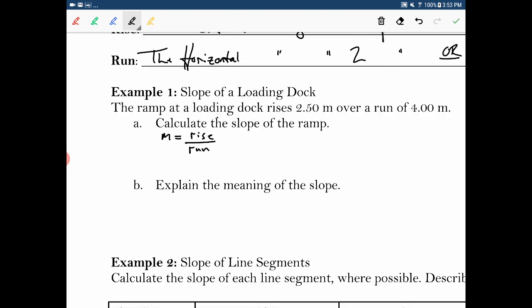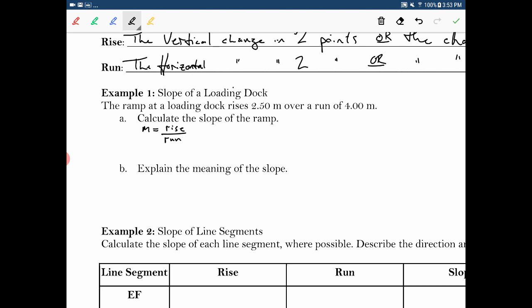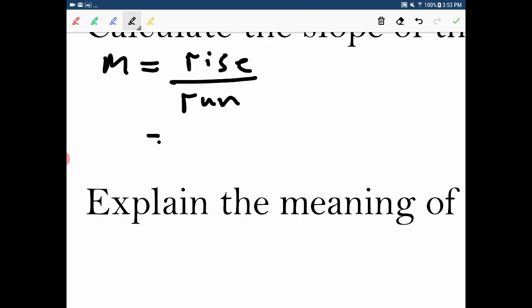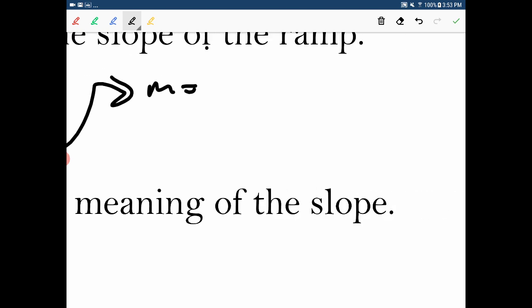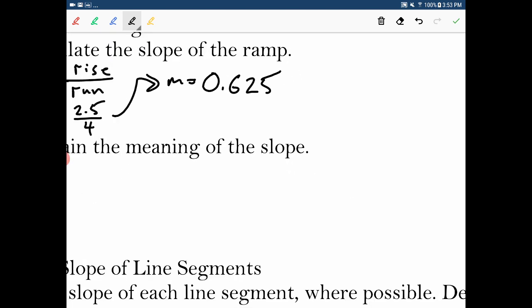So for this one right here, we've got a ramp that rises 2.5 meters over 4 meters. So we would have 2.5, the rise, the up-down change, and the side-to-side change on the bottom, so divided by 4, which gives us m equals 0.625. Okay? And there you go.